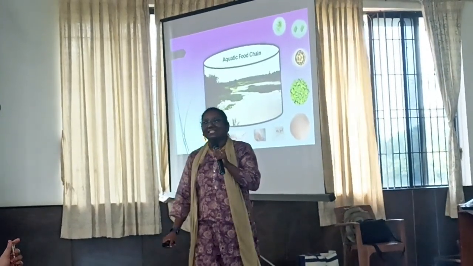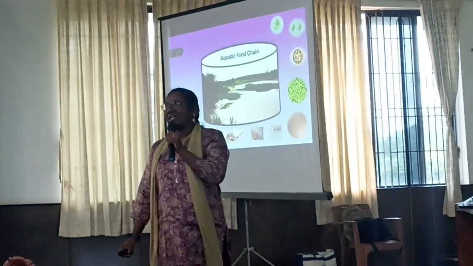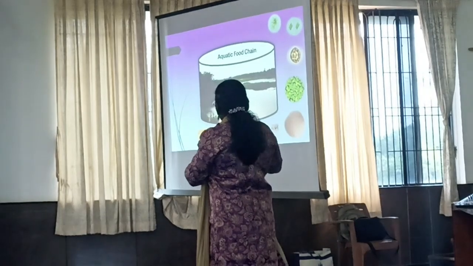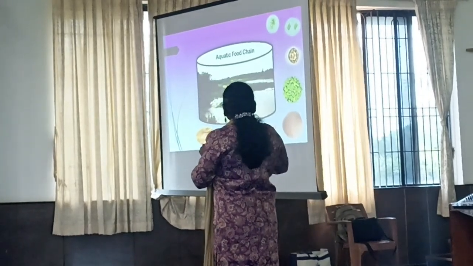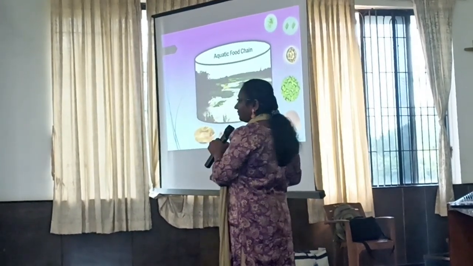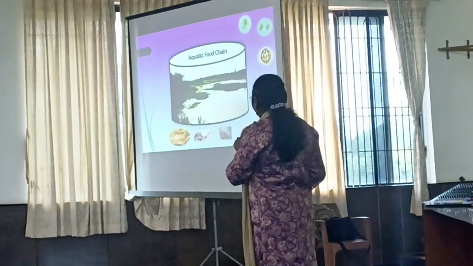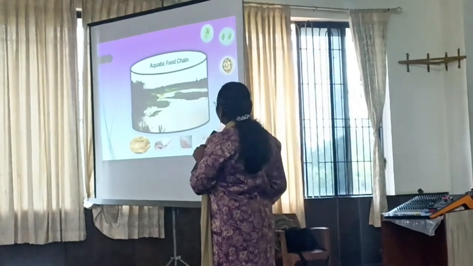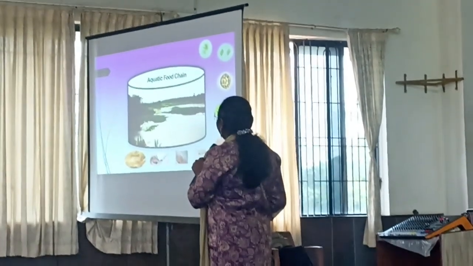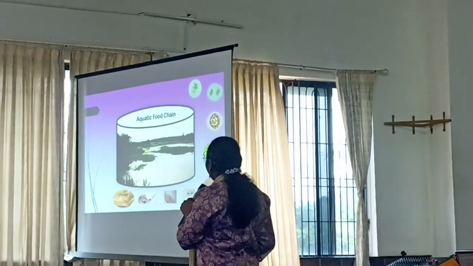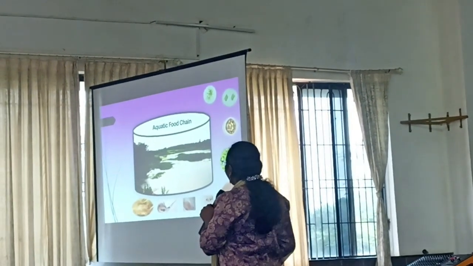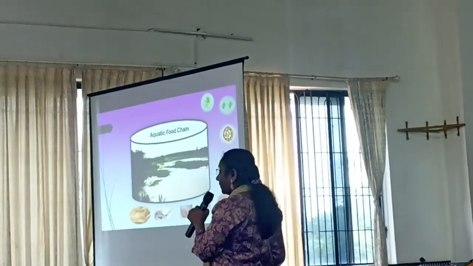This is our aquatic food chain. Here, in our aquatic ecosystem, we can see different types of algae. This is our macrophyte. This is our small fish. Then these are zooplankton. This is Copepoda, this is the Rotifera, this is the Cladocera. This is the debris.